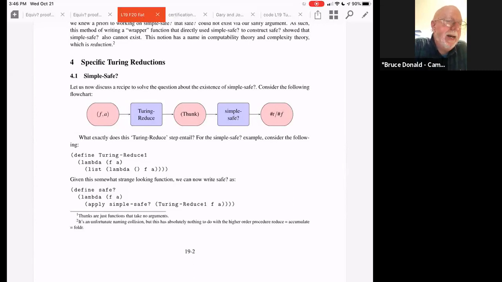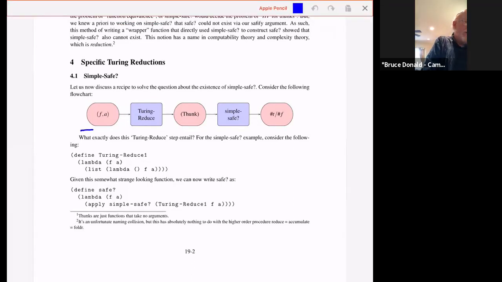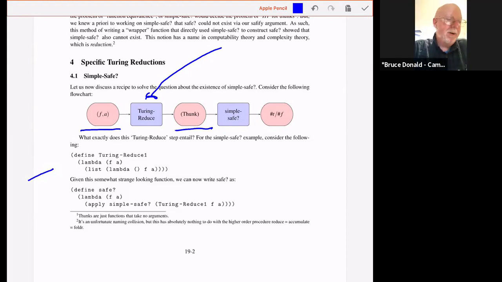It takes a pair, F and A, where F is a function and A is an argument. So what we want to do is take something of the form F comma A and transform it into a thunk, such that when we do this entire chain here, which is built by function composition, we'll solve the halting problem. So I take something of the form F comma A, where F is a function and A is an argument. I put it into my reducer, my transformer here, and I turn that into a thunk that I could then feed to simple safe. In Scheme this looks something like this. The transformer takes in F and A, and it just makes a thunk and returns it.